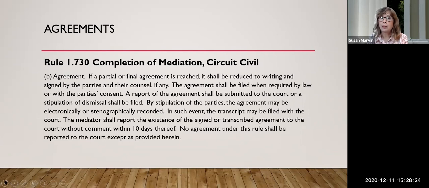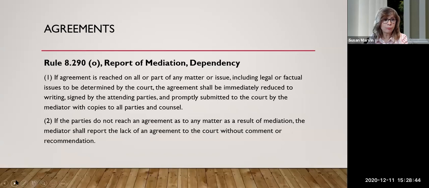Sometimes in circuit level civil cases, the parties want their agreement to be confidential and not filed with the court. And you as the mediator need to pay attention to what the parties and their attorneys want to do in the higher level cases. So some of those agreements may be confidential.